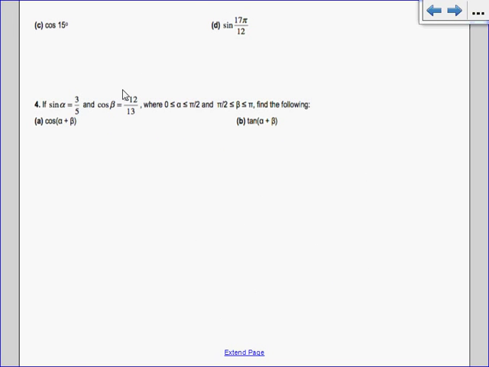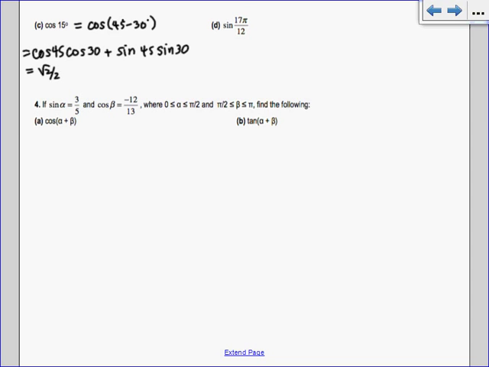Okay, so the next one that we have is cosine of 15 degrees. This is a pretty easy one to see. If you have 15 degrees, it's just 45 minus 30. So we have cosine of 45 minus 30. So it's going to be cosine, cosine plus sine, sine. So I'm going to have cosine of 45 cosine of 30 plus sine of 45 sine of 30.